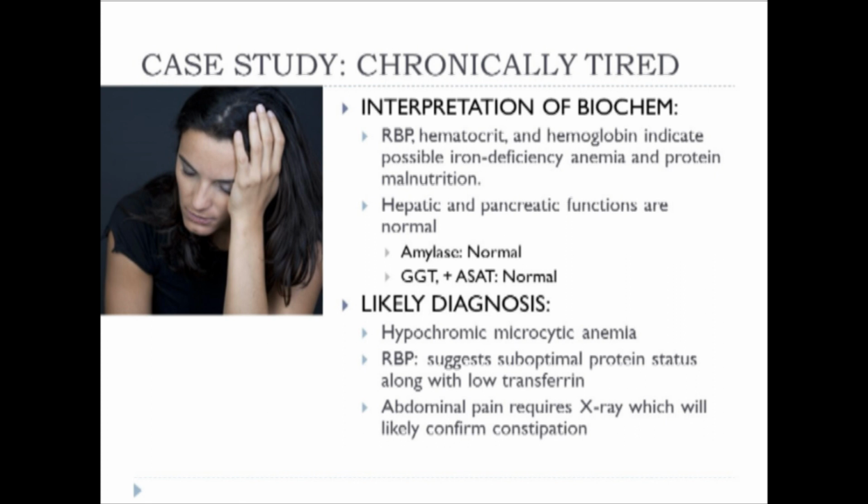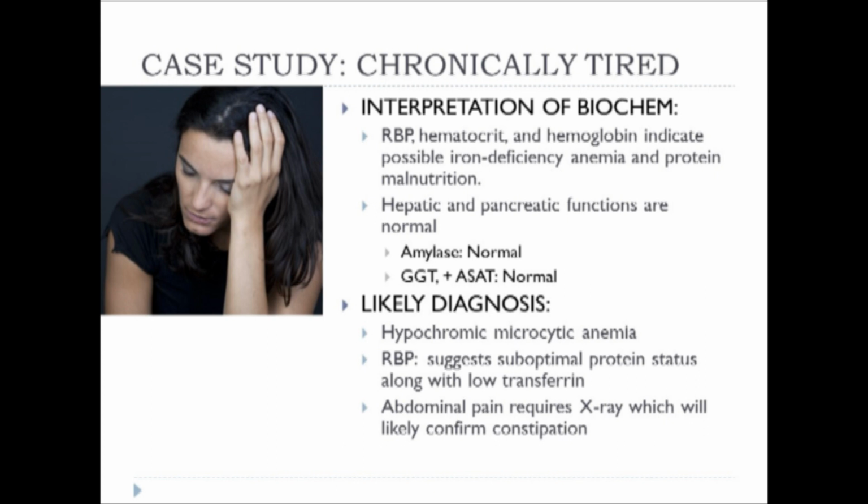Hepatic and pancreatic functions appear to be normal. The amylase is normal. The GGT and the ASAT are also normal. Amylase will tend to be elevated in pancreatitis, so in this case we can rule out pancreatitis. The GGT and ASAT are indicative of, in this case, normal liver function.